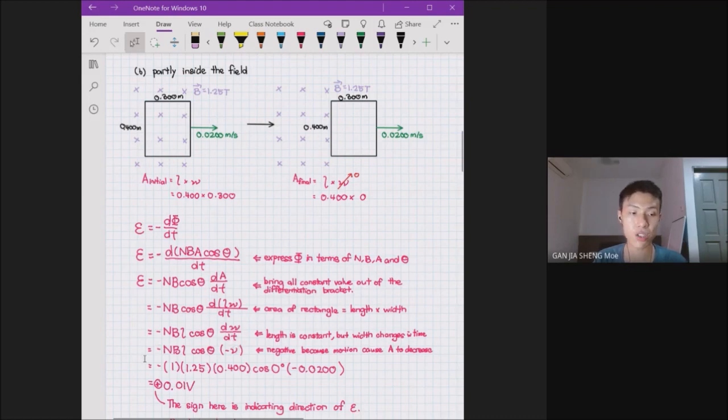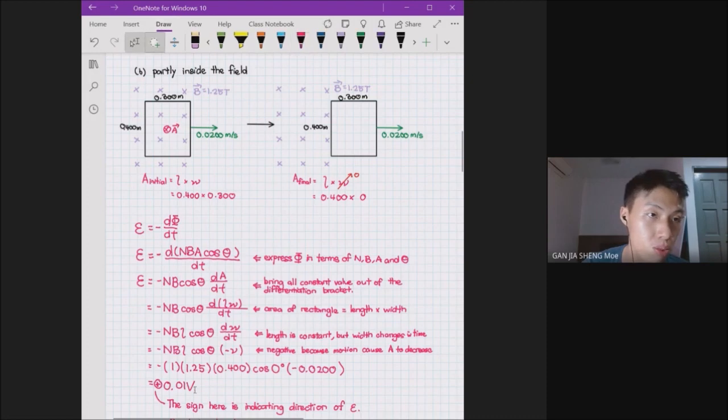So now we have everything sorted out. Then we can do our substitution. N equals 1, B equals 1.25, length equals 0.400. The theta here is the angle between the magnetic field and the area vector. So the area vector is again still pointing into the page, and the magnetic field is also pointing into the page. So both of them are 0 degrees. So the speed you can substitute in negative 0.0200. The negative is again because it caused the width to decrease. So if you calculate everything, now you get the answer to be positive 0.01 volt.